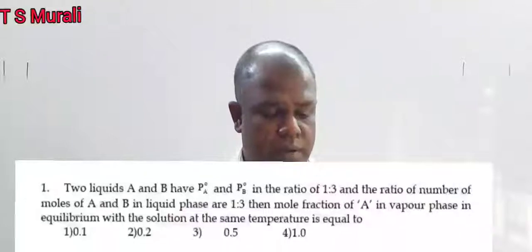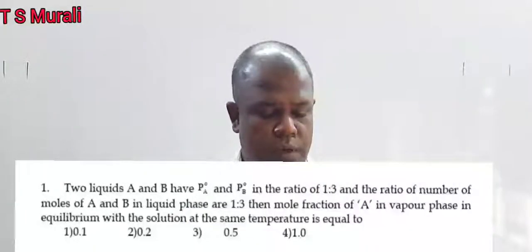Moving to the first question. Two liquids A and B have P0A and P0B, that means pure vapor pressures, in the ratio 1:3, and the ratio of their number of moles of A and B in the liquid phase is 1:3. Then the mole fraction of A in the vapor phase, in equilibrium with the solution at the same temperature, is equal to. The very first question itself has some numerical steps.